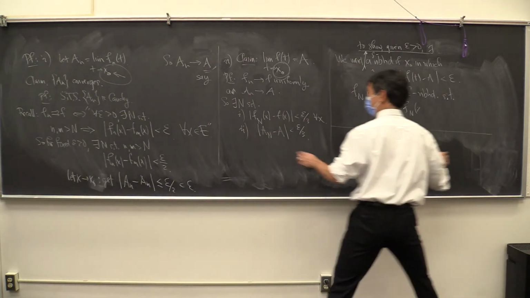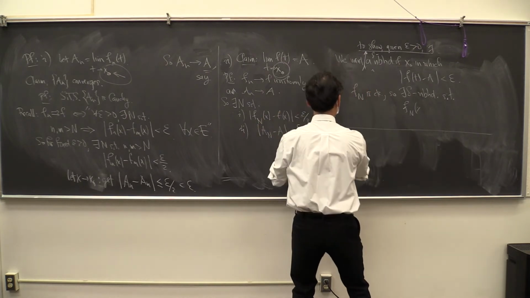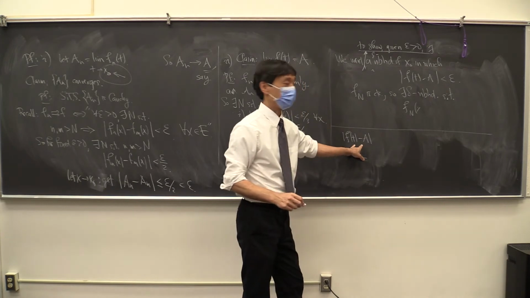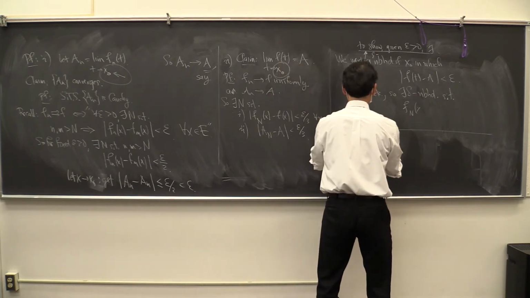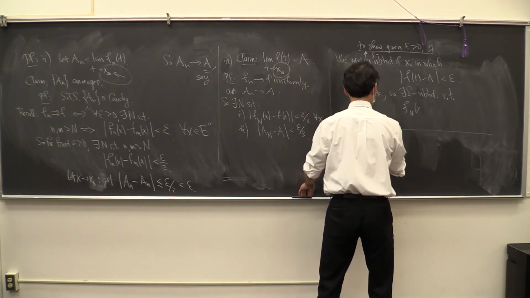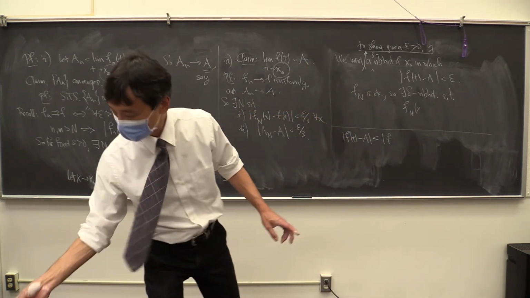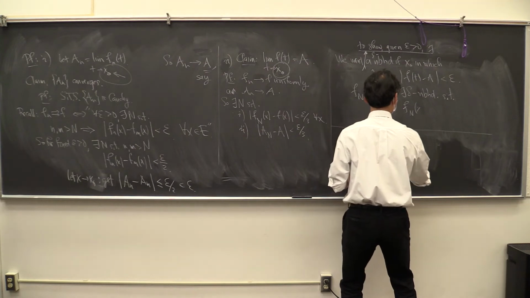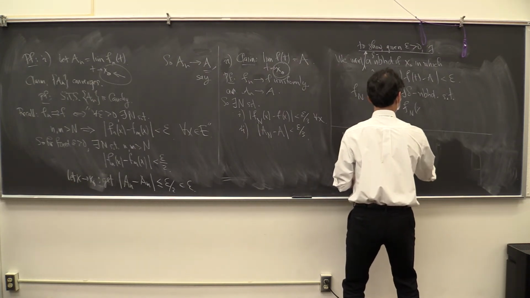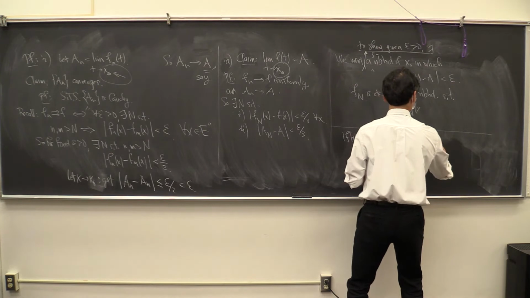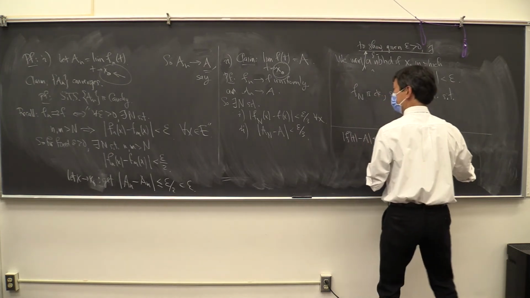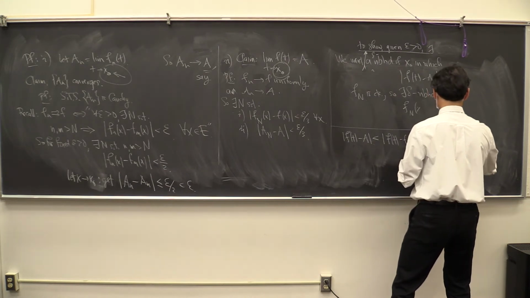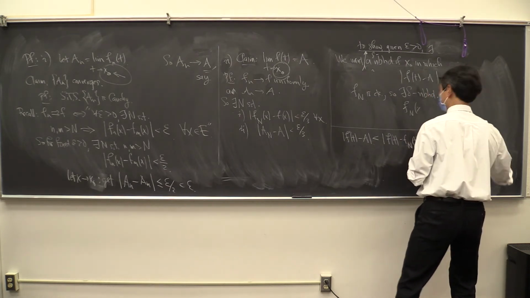What do we have already? We're trying to control this thing, right? And we know that that's controlled by the distance of, make sure I get this right, f of t minus f capital M of t, plus f n of t minus a sub n, plus a sub n minus a. Right?